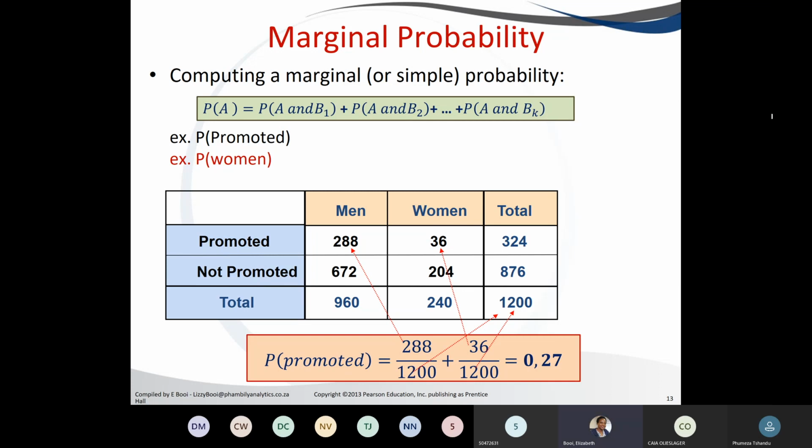So to calculate the probability of women, we take that joint probability and just the joint probability, which is 36 divided by 1,200 plus 204 divided by 1,200. If I calculate this manually, they have the same denominator, 1,200, so it will be 36 plus 204, which gives me 240. 240 divided by 1,200 gives me 0.2. Great.